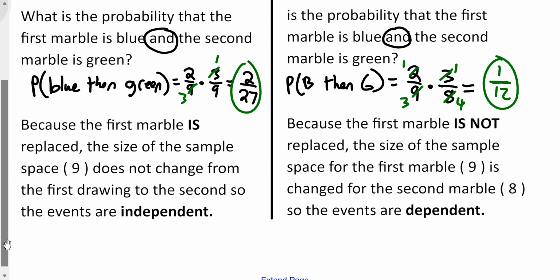The first one are independent events because it doesn't matter what happens with the first one. The second one is not changing anything. You're putting it back, so you still have the same chances. The second one is affected when you don't replace that marble. All right.